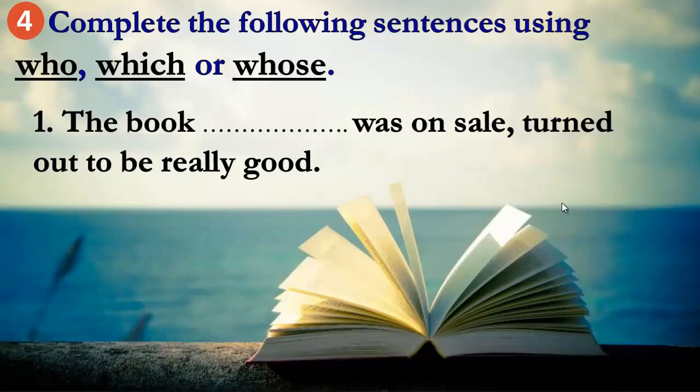Number 1, the book, space here, was on sale. Turned out to be really good. So what we should choose: who, which, or whose. The correct one here is which. The book, which, because it refers to a thing, if you remember. Which refers to a thing or animal. So here, book is a thing. The book which was on sale turned out to be really good.